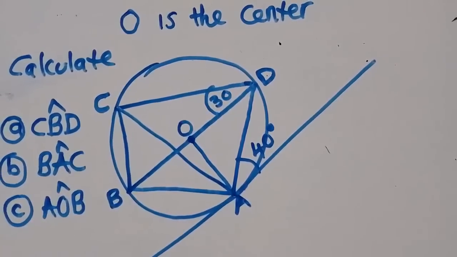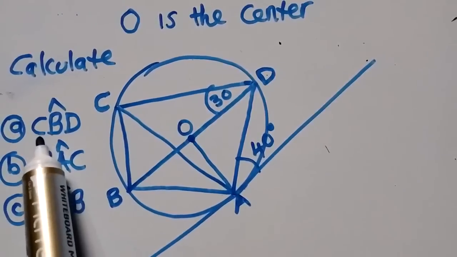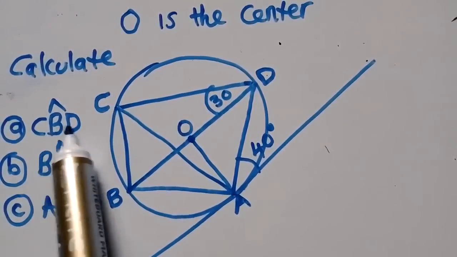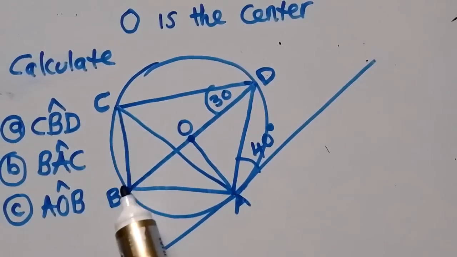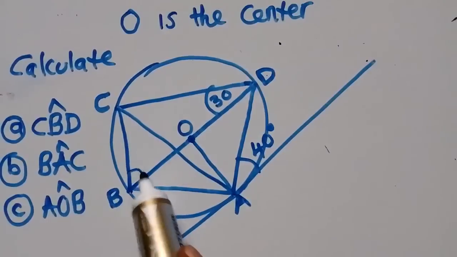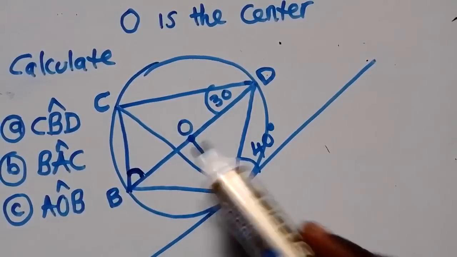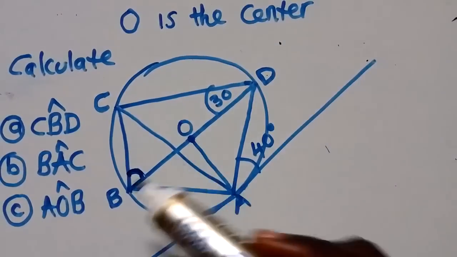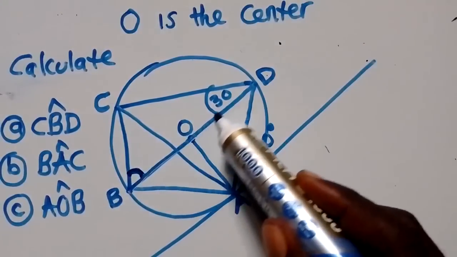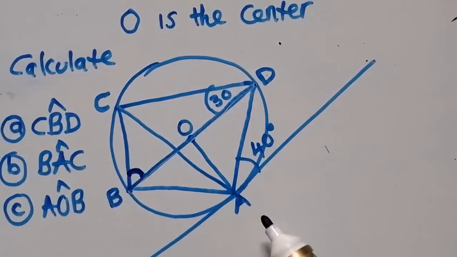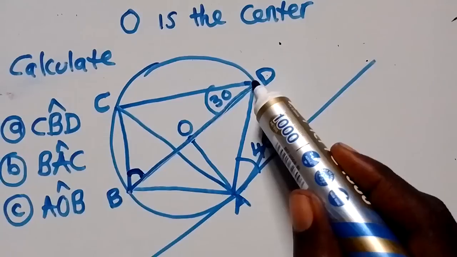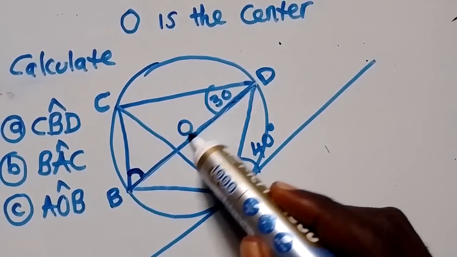So you are given the first one. You want to find CBD. You want to find the angle which is here. How can you find the angle which is there? So that is very simple. You are told that O is the center, which means this line is the what? Diameter. This is a diameter.